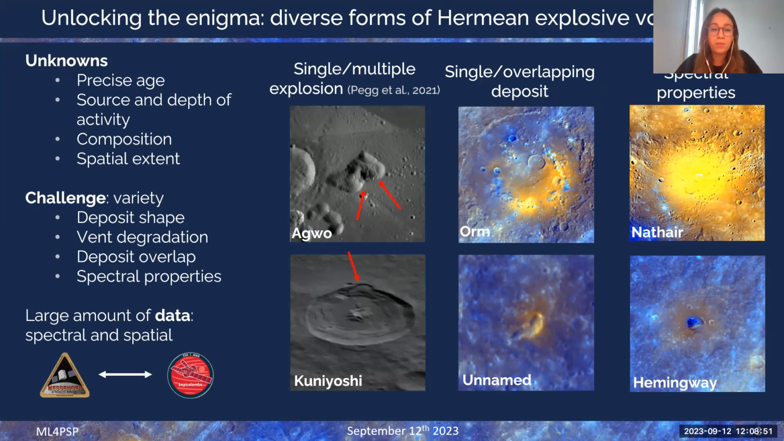We have some data from the MDIS camera that has a good spatial resolution, but only 11 channels. And then we have data from a spectrometer that has a good spectral resolution, but a bad spatial resolution. So the goal of this work is to put this together and to understand these deposits in preparation for the BepiColombo mission, which will have instruments with both good spectral and spatial resolution.